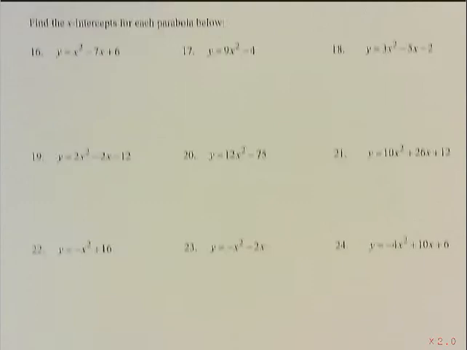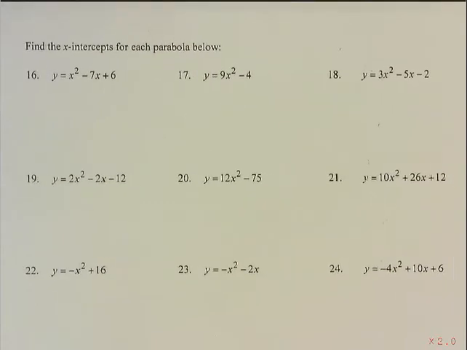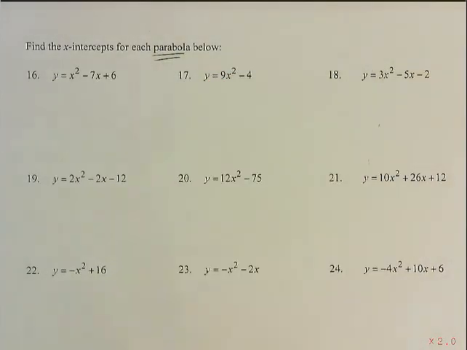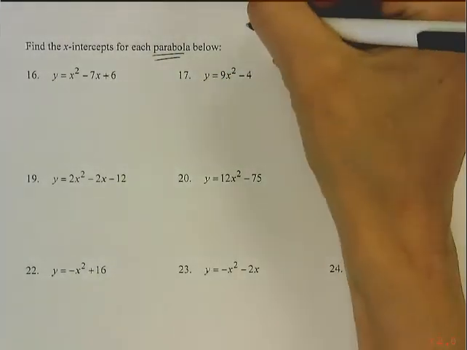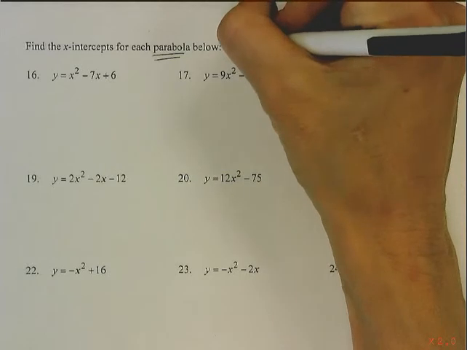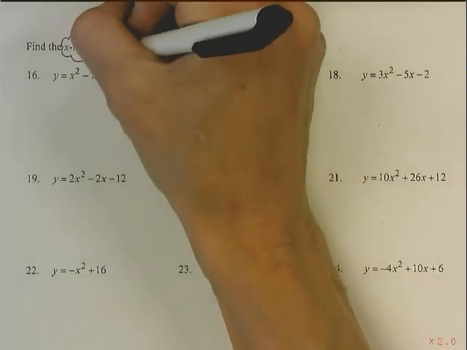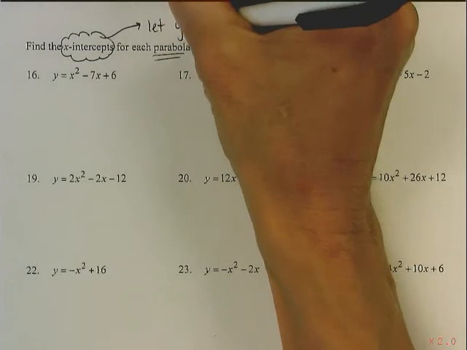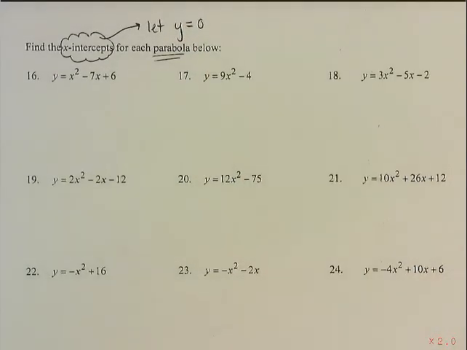All right. So on 16 through 24, the instructions state, find the x-intercepts for each parabola. See, yesterday we talked about what parabolas are. X-intercepts you may recall from Integrated 1. An x-intercept we always solve by letting y equal 0, and you solve for x.